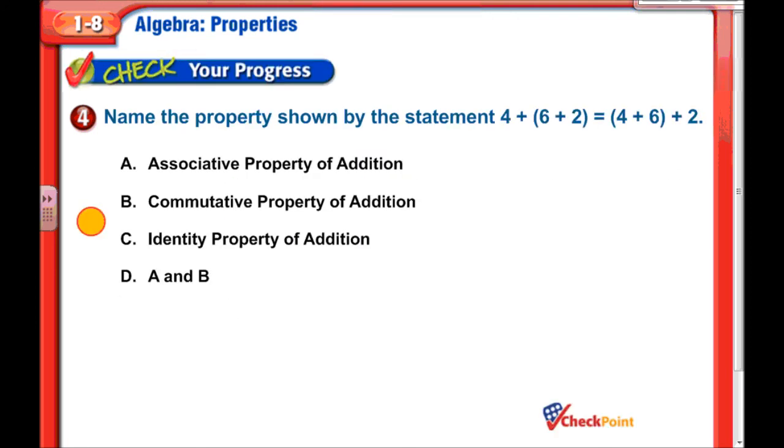All right, so what property is being shown here? Let's look at what's going on. We have 4 plus 6 plus 2, 4 plus 6 plus 2. So it's the same thing on both sides. So what's different? Do you see it? It's the parentheses. So we have the parentheses around the 6 and the 2 here and around the 4 and the 6. Guess what that is? Do you remember from the other slides? It's associative. So if you're just moving the parentheses around in an addition or multiplication problem, you have the associative property. We're associating the 6 and the 2 here, and now we're associating the 4 and the 6 right here.